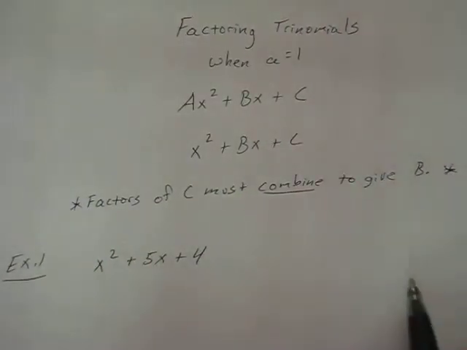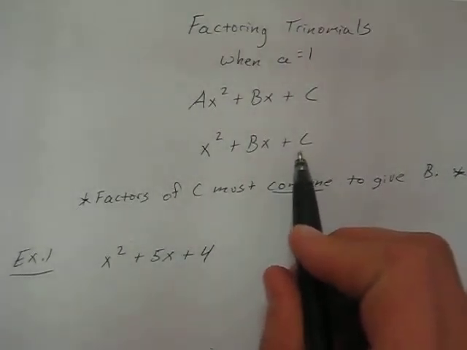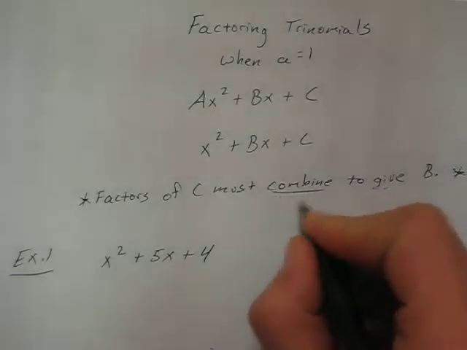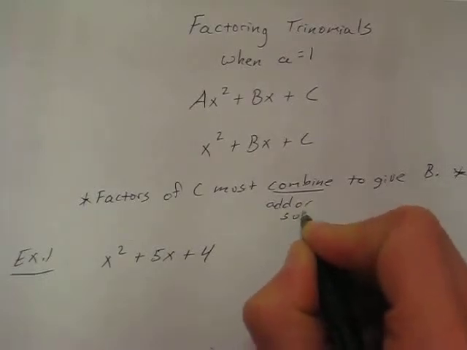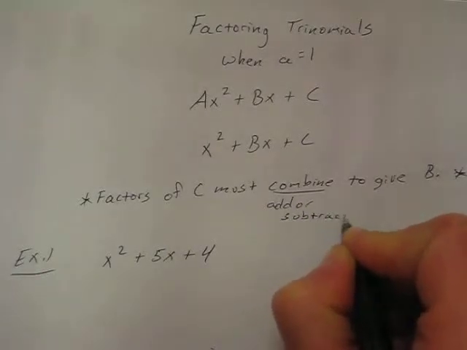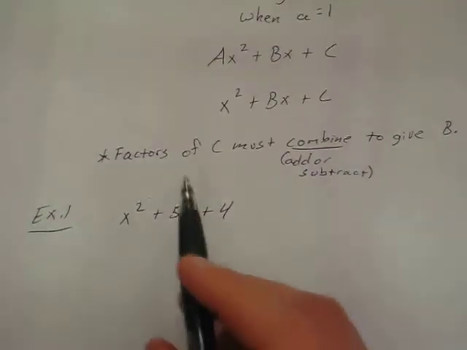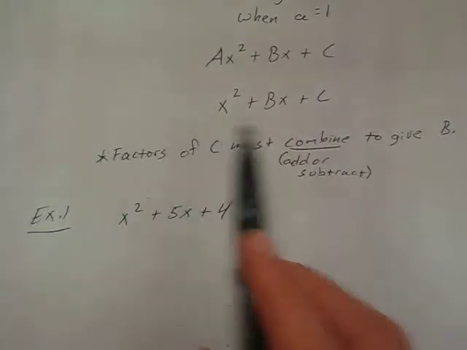The sentence that we talked about in class that you need to remember is that you need to find the factors of c, the factors of your last number, that combine, or add or subtract, to give b. Okay, so combine means to add or subtract. So when I look at this question, you just always keep this sentence in mind when we're factoring when a is equal to 1.